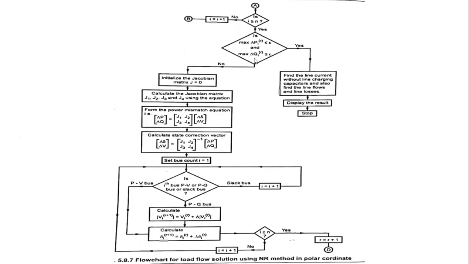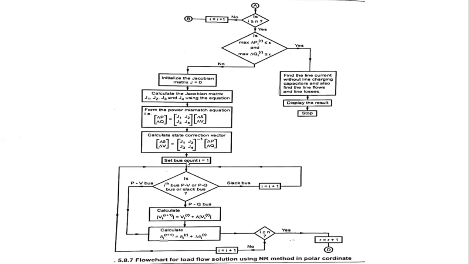Okay, if this condition is not satisfied, then go to the Jacobian matrix and find the Jacobian matrix terms, that is J equal to 0, then calculate J1, J2, J3, J4. Next, form the power matrix, that is delta P, delta Q equal to the Jacobian matrix J1, J2, J3, J4 times delta V. Next, calculate the state correction vector, that is delta V equal to J inverse of delta P, delta Q.